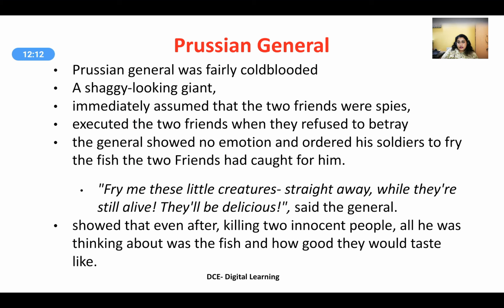But the ironical part or the strange part is after the execution of the two friends, the general showed no emotion whatsoever. In fact, he ordered his soldiers to fry the fish the two friends had caught for him. And look at his sentence there. Fry me these little creatures straight away while they're still alive. They'll be delicious, said the general. It just showed that even after killing two innocent people, all he was thinking about was the fish and how good they would taste. So you can say that the Prussian general was fairly cold-blooded.